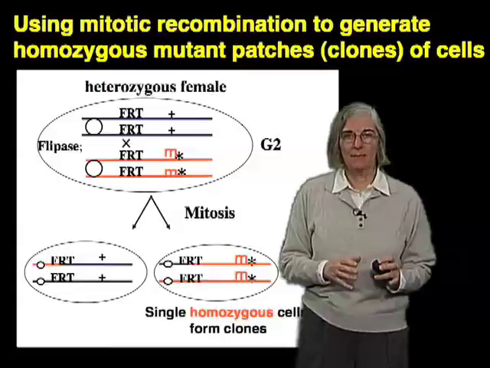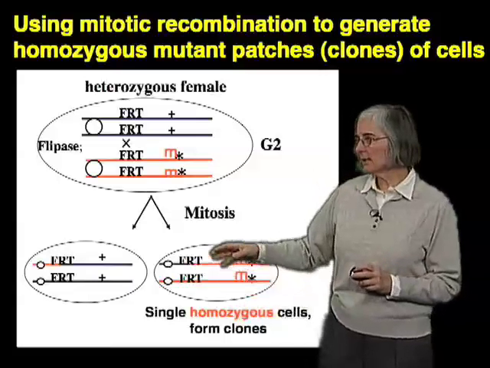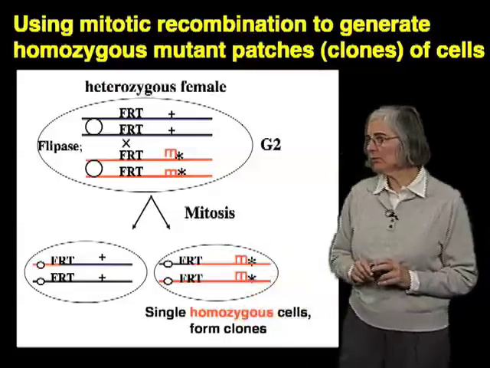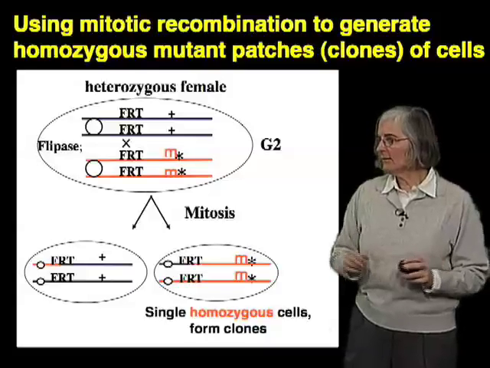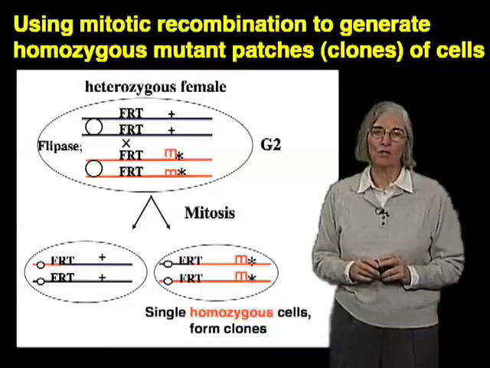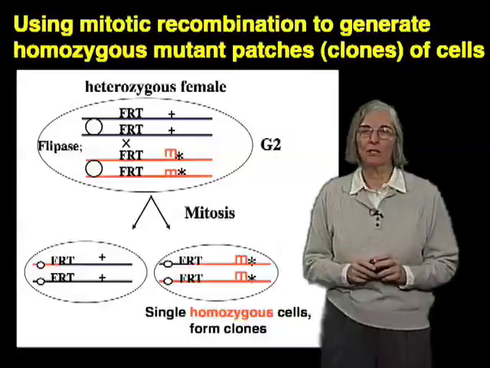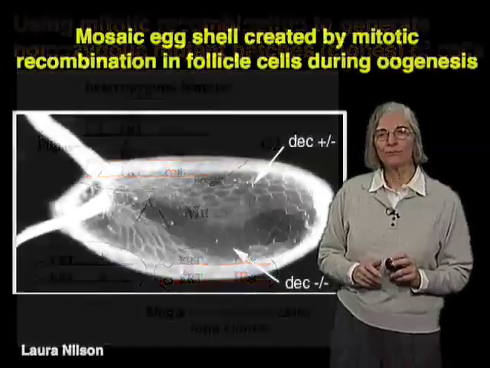Initially, this happens at mitosis. A single cell will be homozygous mutant, but then as the cell divides, it will form a patch or a clone of cells that are all homozygous mutant.